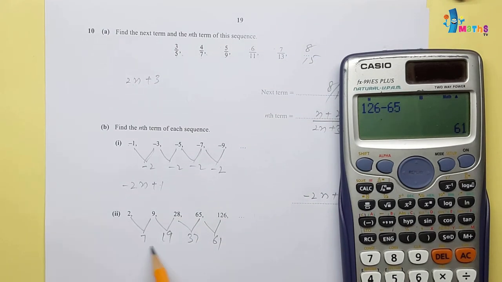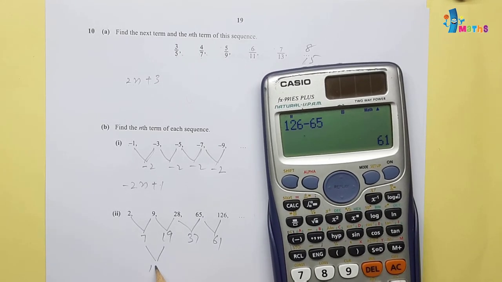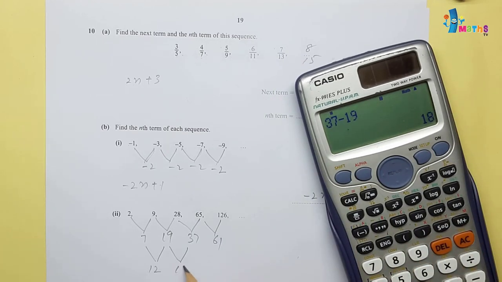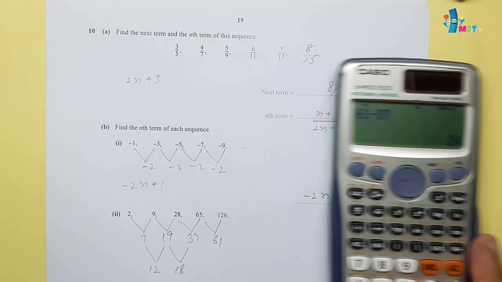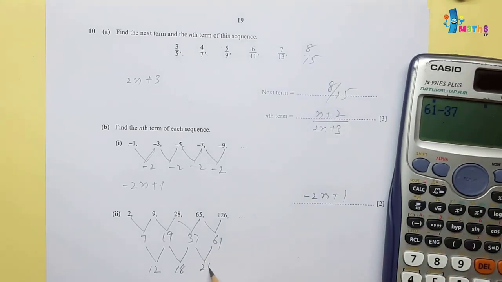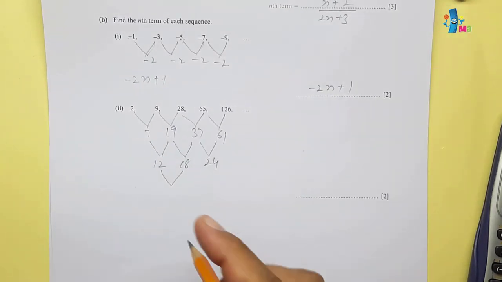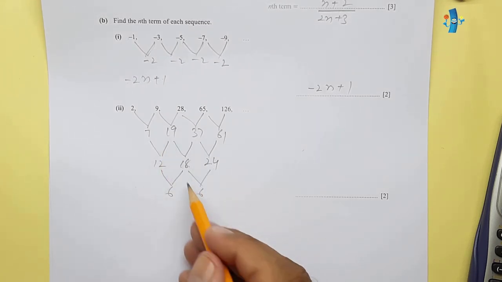This is 61. The first order difference is not the same, so we'll go through the second order difference. 19 minus 7 is 12, and 37 minus 19 is equal to 18, and 61 minus 37 will be equal to 24. So we can write here 24. The second order difference is also not the same, so we'll go for the third order difference. So 18 minus 12 will be 6. 24 minus 18 is also 6. So the third order difference is the same.